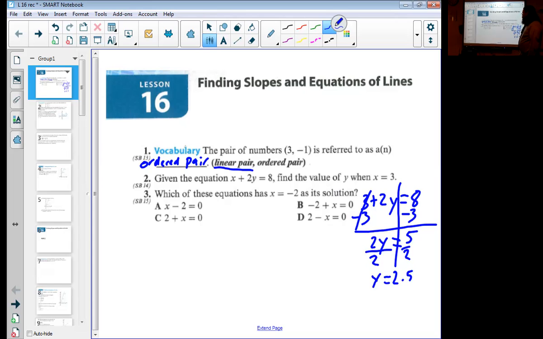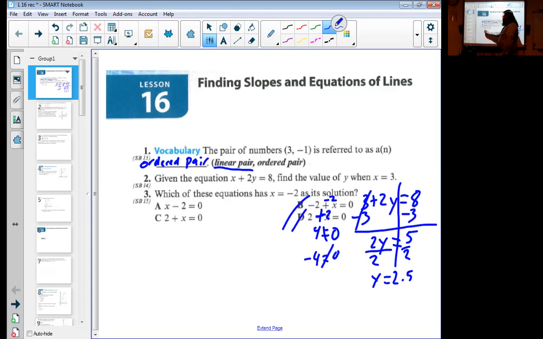All right, which of these equations has x is equal to -2 as its solution? So we just plug in -2 to all of these. 2 minus -2: minus a negative is plus, so this is 4. That does not equal 0. You have -2 plus -2. We have the same sign, so we add and keep the sign. So that is -4, which is not equal to 0. That doesn't work. B doesn't work.